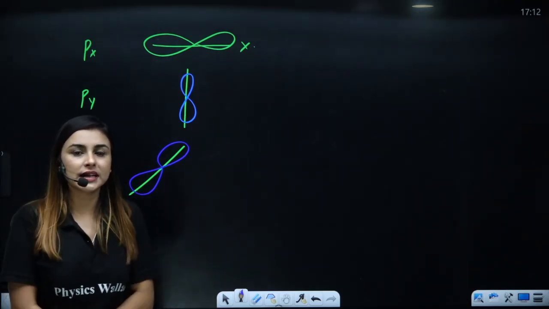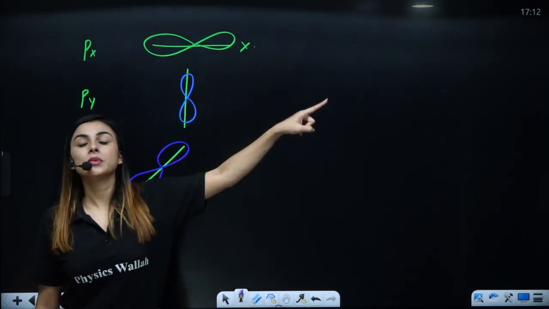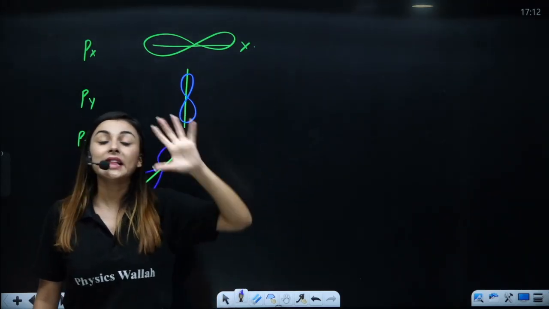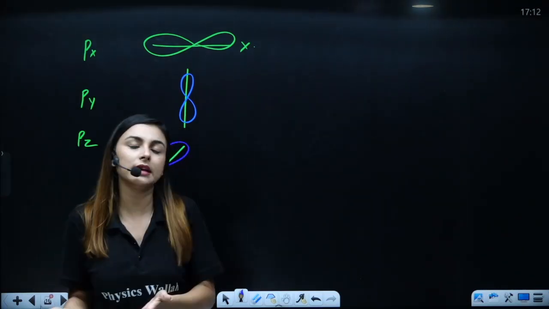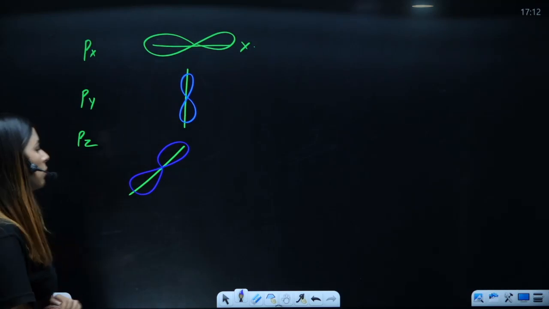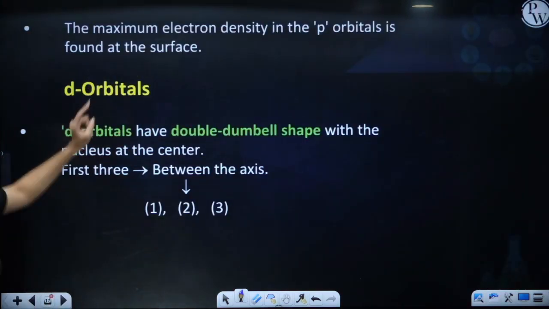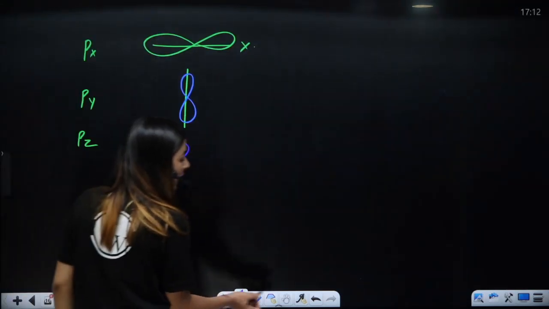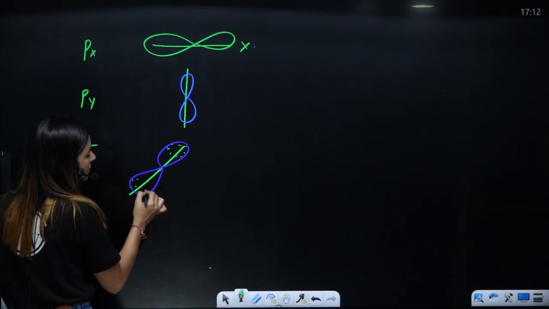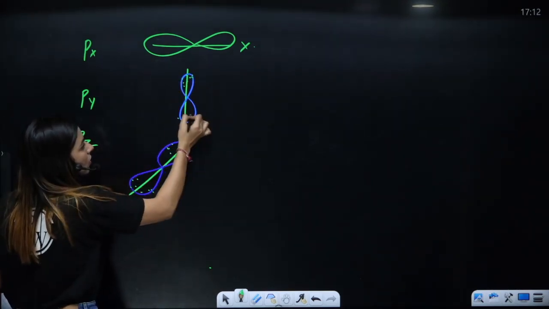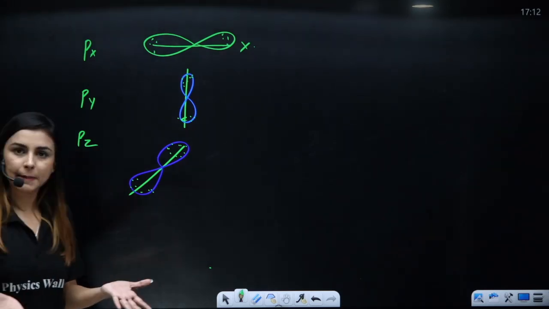Now, who gives the information about this axis? Here comes the role of your magnetic quantum number, which is your ML. That gives you information about the orientation, the X axis, Y axis and Z axis. We are going to study about that as well. Now, the maximum electron density in the P orbital is found at the surface. You can see that here the maximum electron density is on the surface, right here, and here on the surface. I hope it's clear.